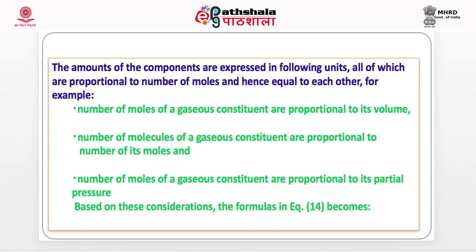At constant pressure and temperature, this will be valid. The number of moles of a gaseous constituent is proportional to the partial pressure. You have PV equal to nRT, so P is proportional to n also. So these must be understood and remembered.